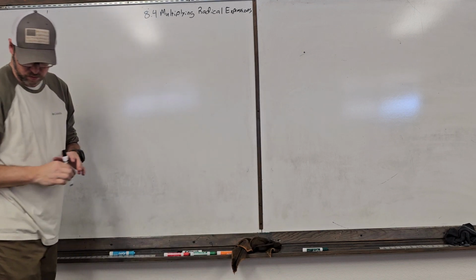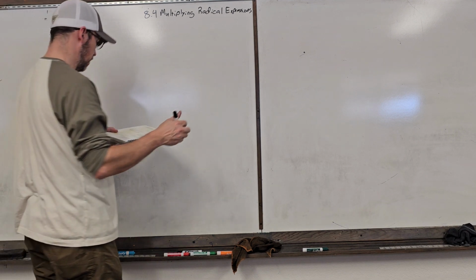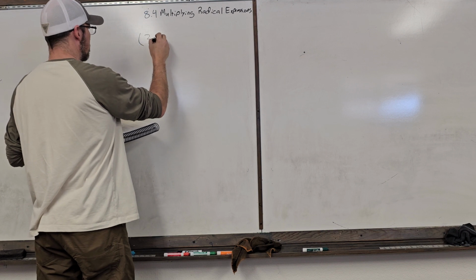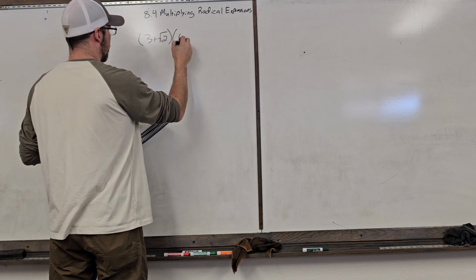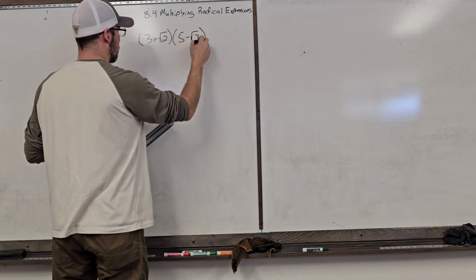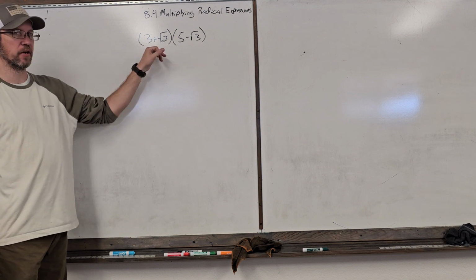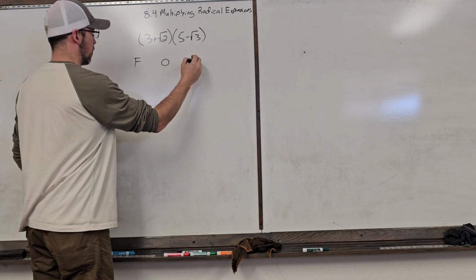Alright. What if I have 2 binomials? Let's say I have 3 plus the square root of 2 times the quantity of 5 minus the square root of 3. Alright, so how do I handle multiplying 2 binomials? Always the same.